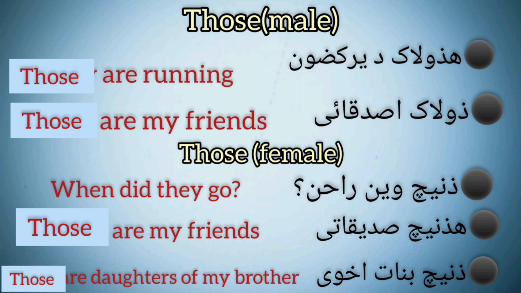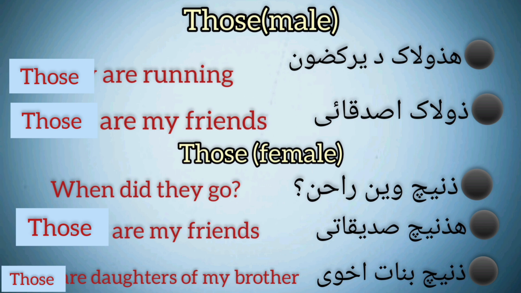ذولاك استقائي. They are my friends. And for جمع مؤنث, plural feminine, we have ذنيج. ذنيج وين راحن. When did those go? Or when did they go? And those refers to "day". Okay, we can translate it as "they", not those. هذنيج صديقاتي. They are my friends, or those are my friends.